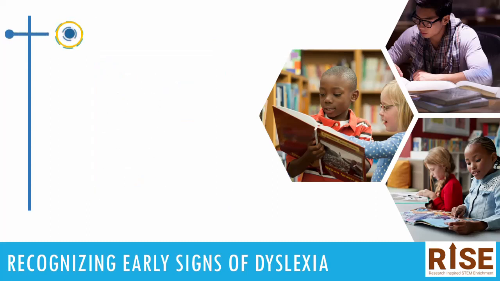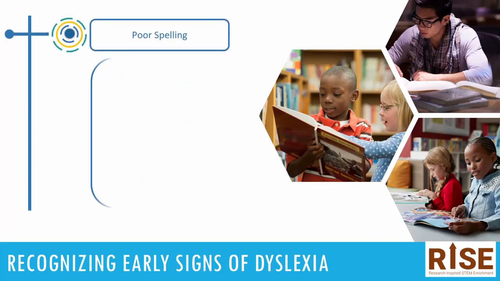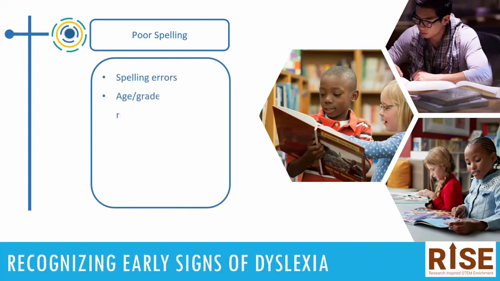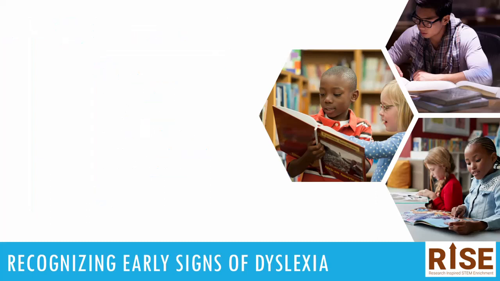Poor spelling. Frequent spelling errors that do not align with age or grade level can be an early indication of dyslexia. Dyslexia may be associated with altered activation patterns in the left inferior frontal gyrus, IFG, contributing to challenges in phonological processing and retrieval of linguistic information necessary for accurate spelling. The child may struggle to translate spoken words into written form, affecting their spelling abilities across various tasks.